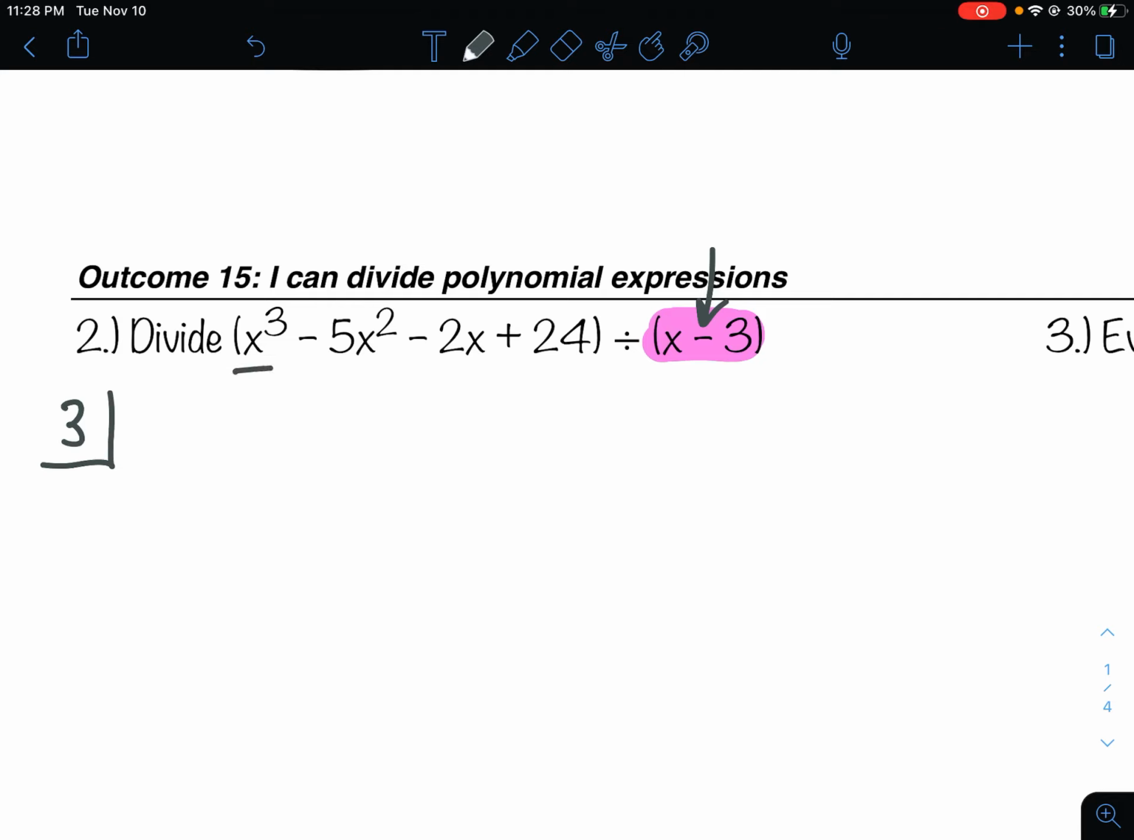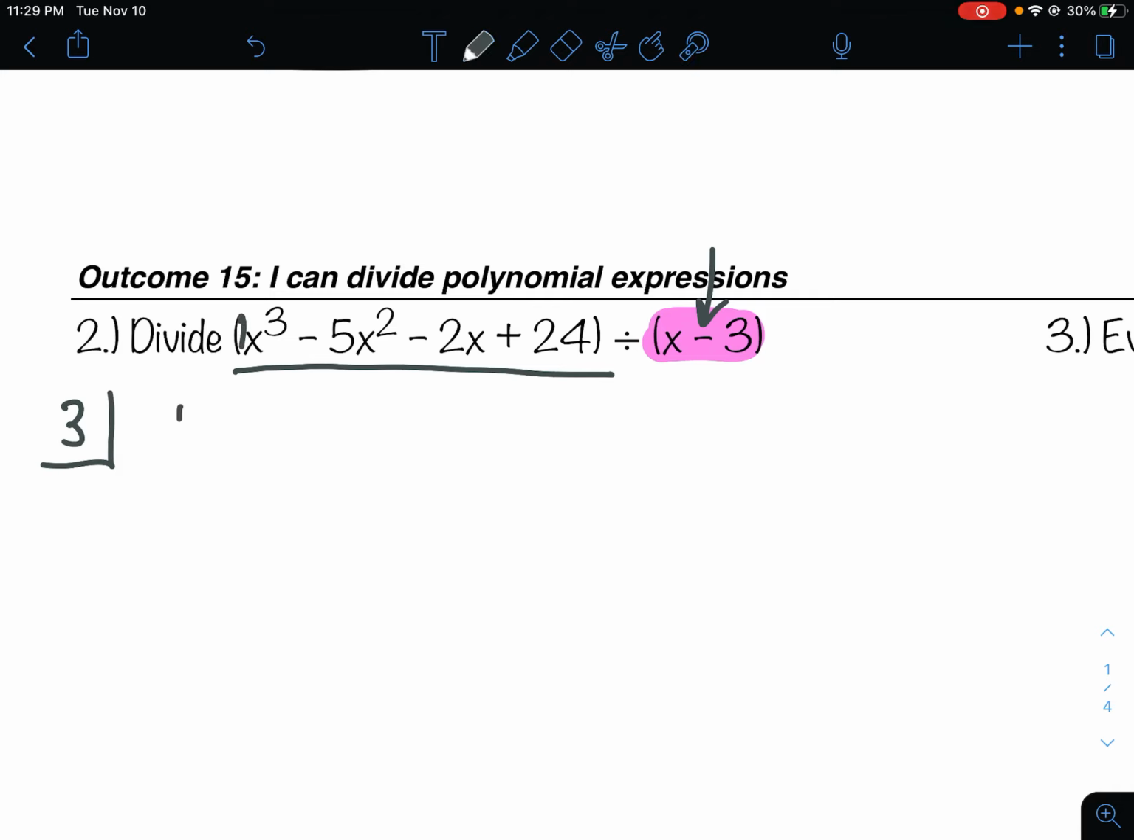Then you're going to take the dividend and write down all the coefficients and constants, being sure not to skip any terms. If it starts out with x to the third, it should go 3, 2, 1, constant. If any of them are missing, you're going to want to make sure that you place a 0 in the place of that term. For example, if the x squared was not there, I would still have to put a 0 in its place. I can't just skip over them. This one, though, has all of them.